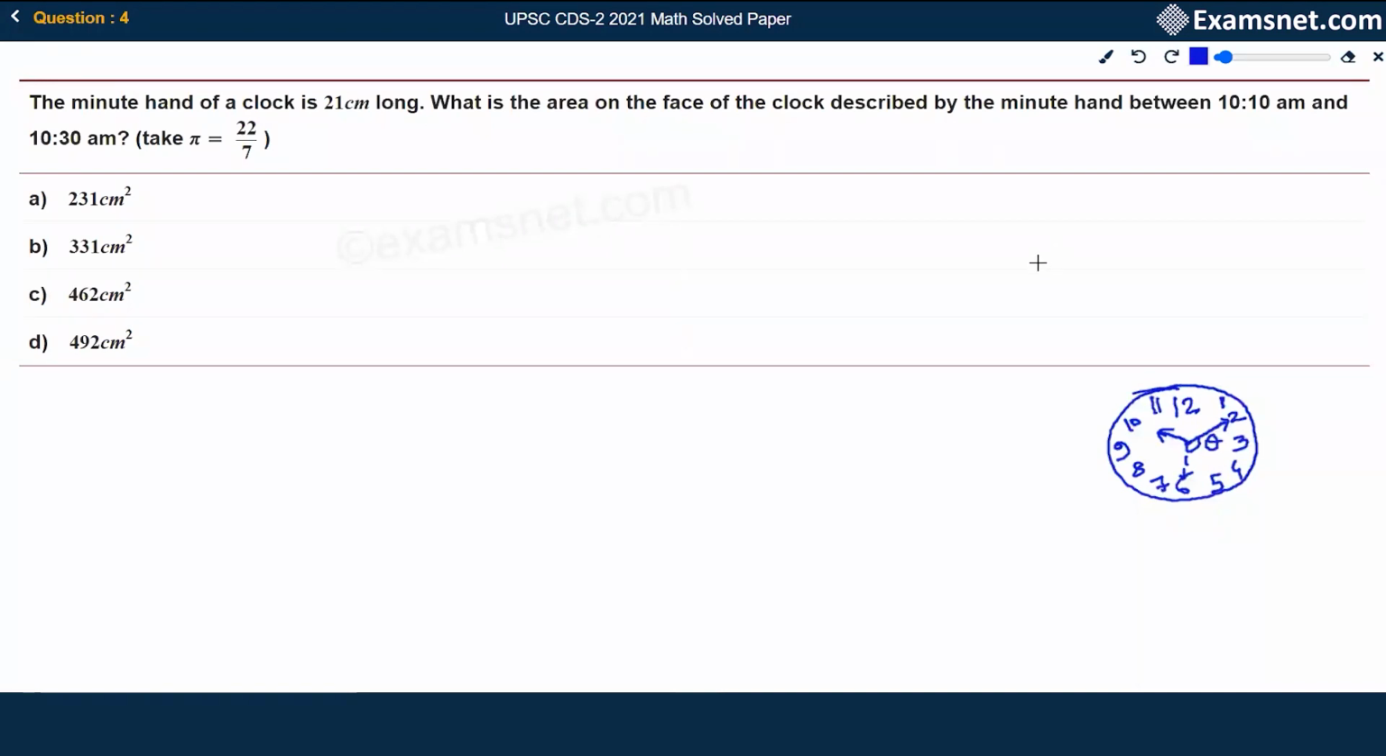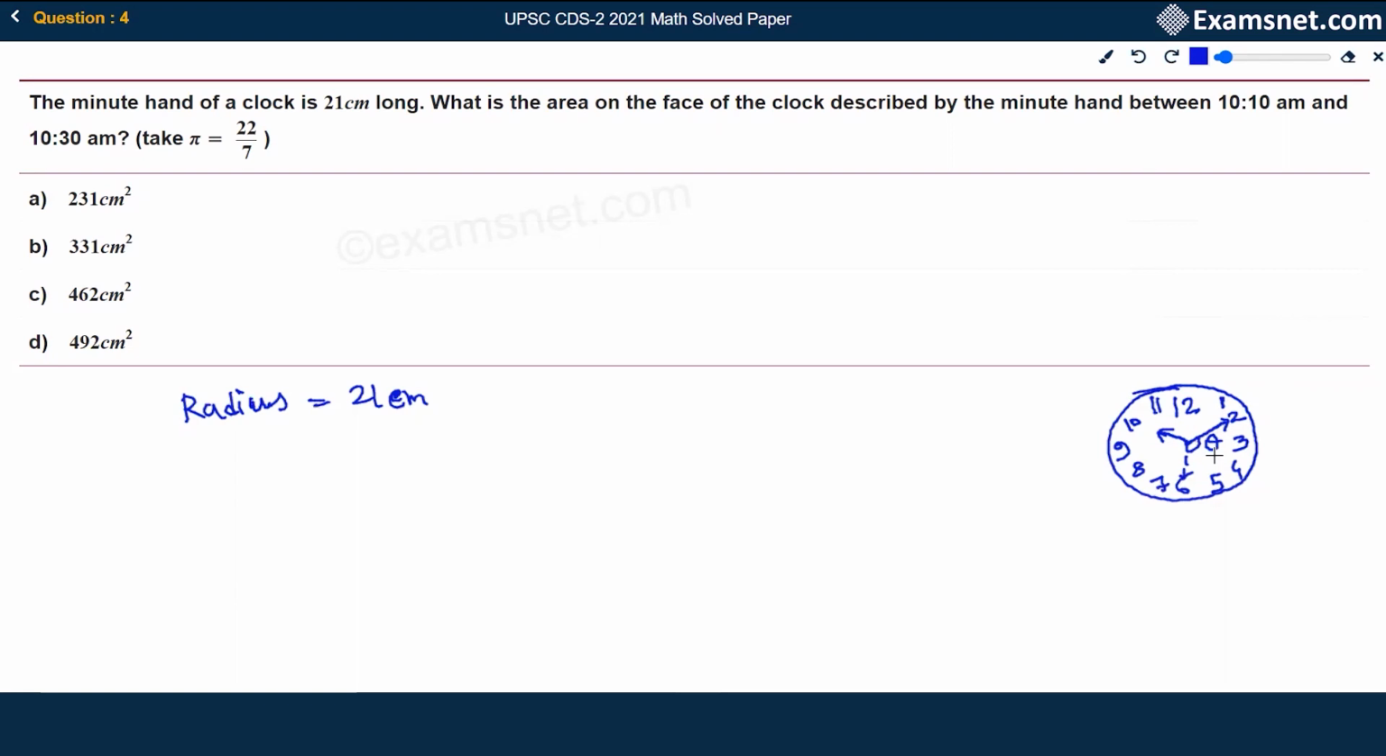Question number 4, it is given that the minute hand of a clock is 21 centimeter long. What is the area on the face of the clock described by the minute hand between 10:10 am and 10:30 am? Here the clock is of circular shape and the radius of the circle is 21 centimeter.